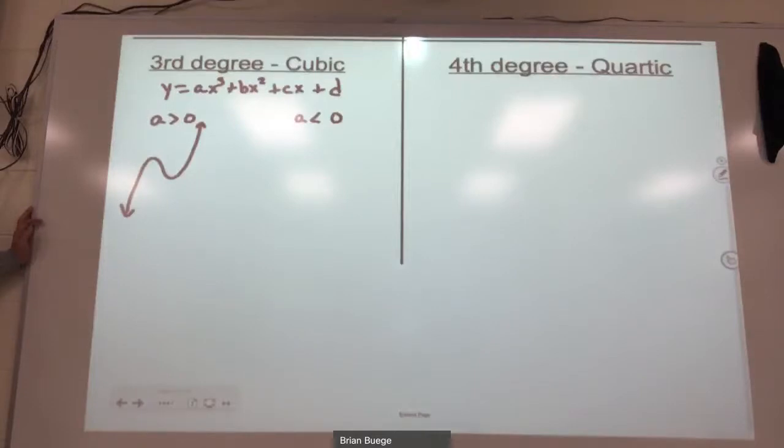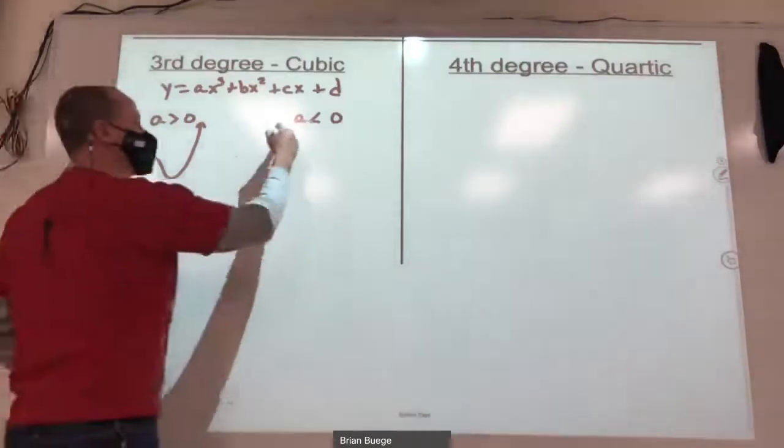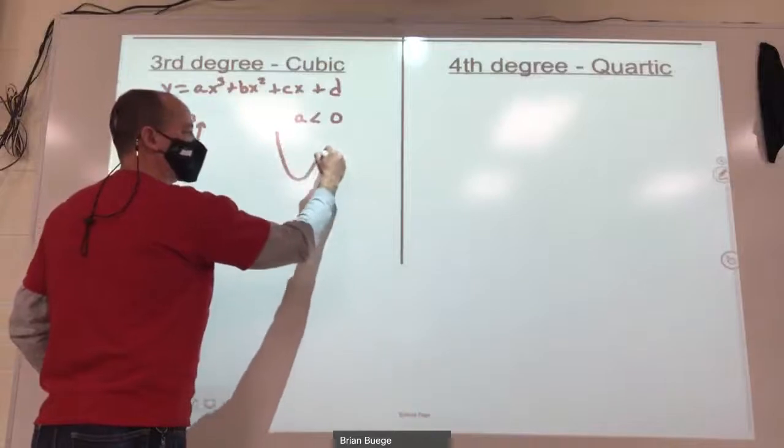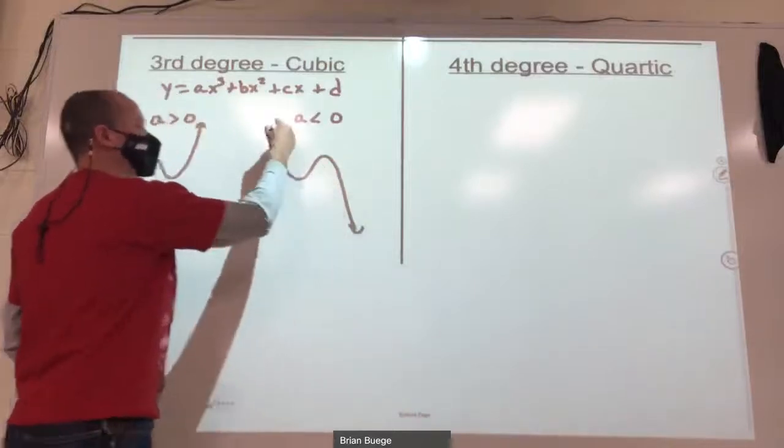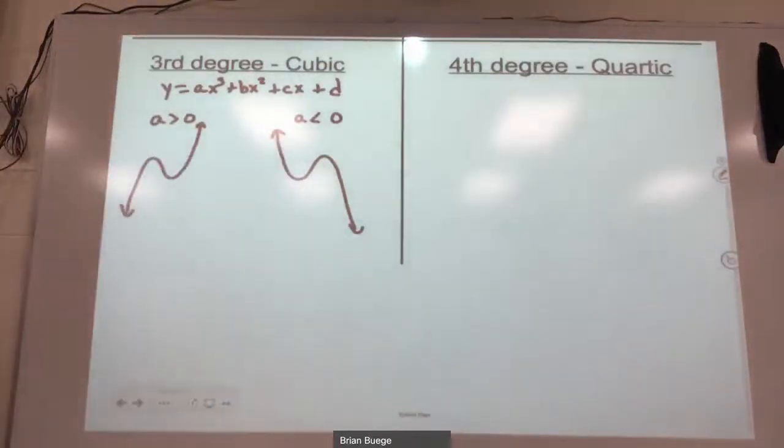If a is negative, it is just generally decreasing instead of increasing. Instead of starting down low and then increasing, you start up high and it's still kind of the same exact roller coaster, except it's decreasing as you go from left to right. Okay? That's kind of the general shape of a cubic.